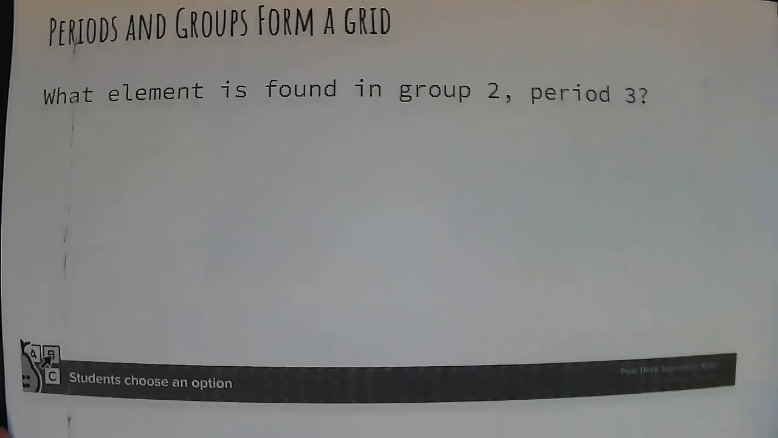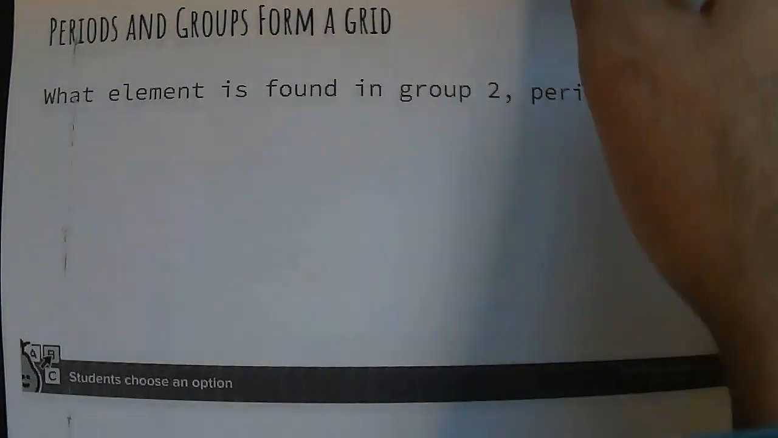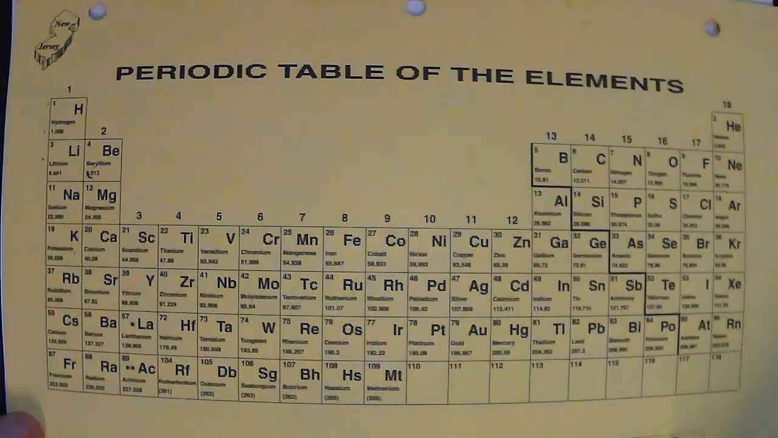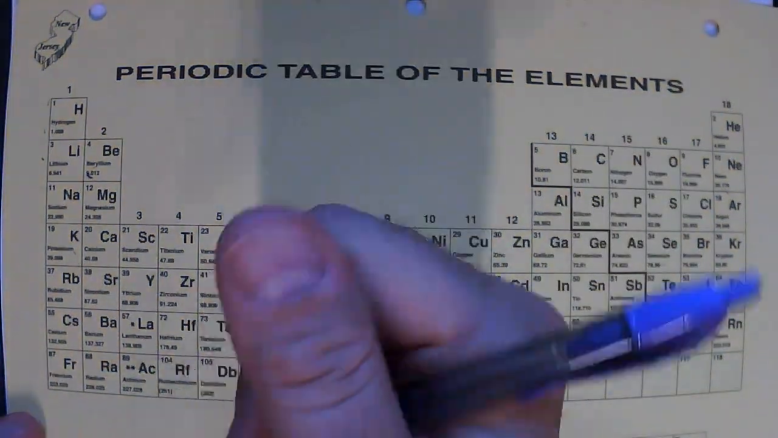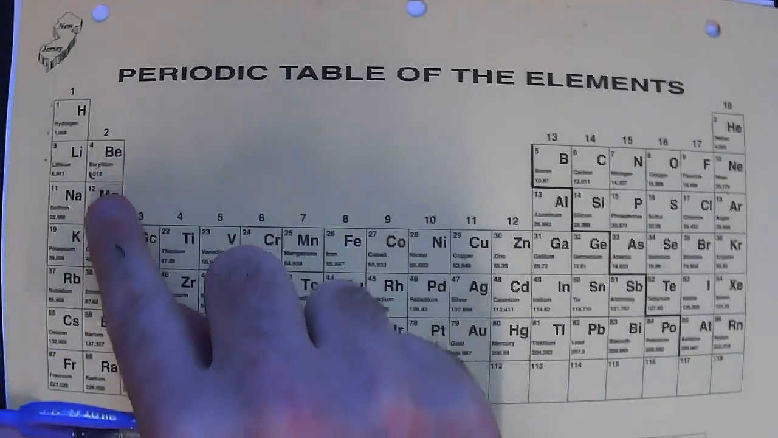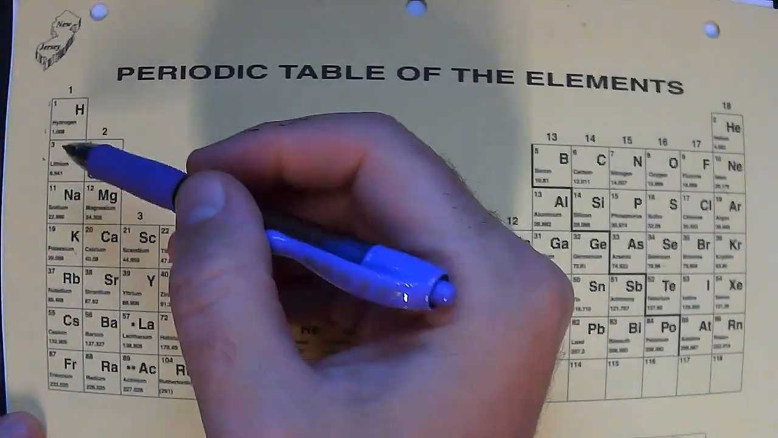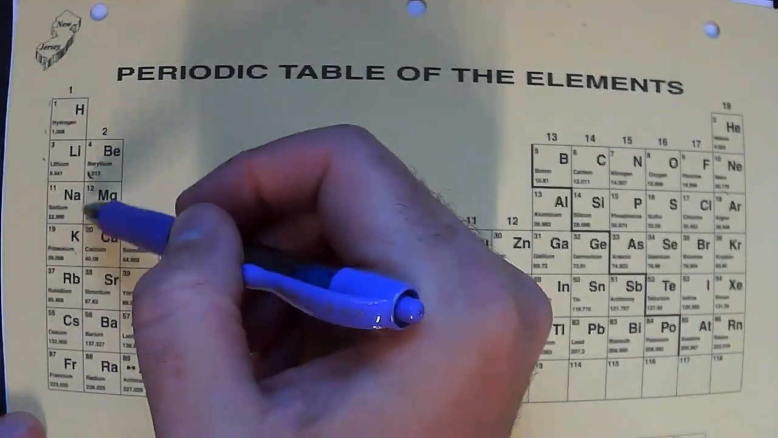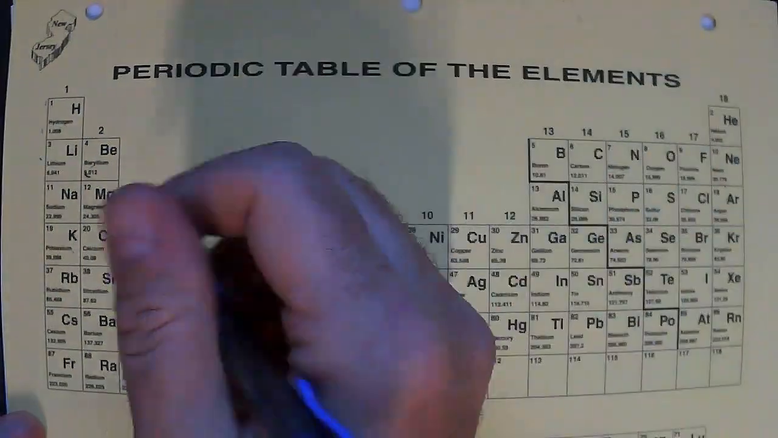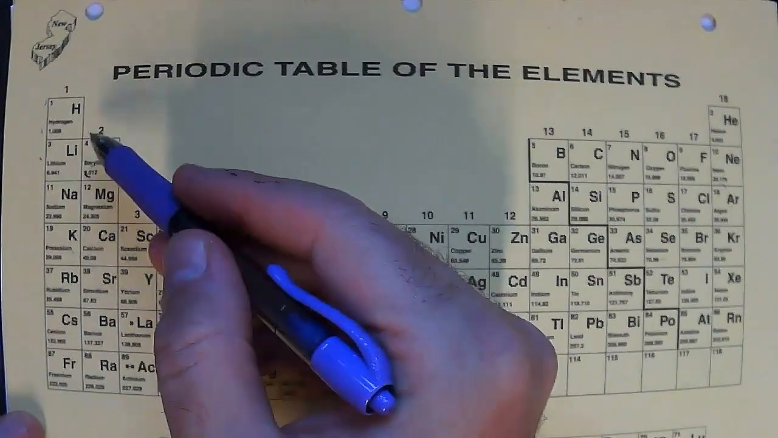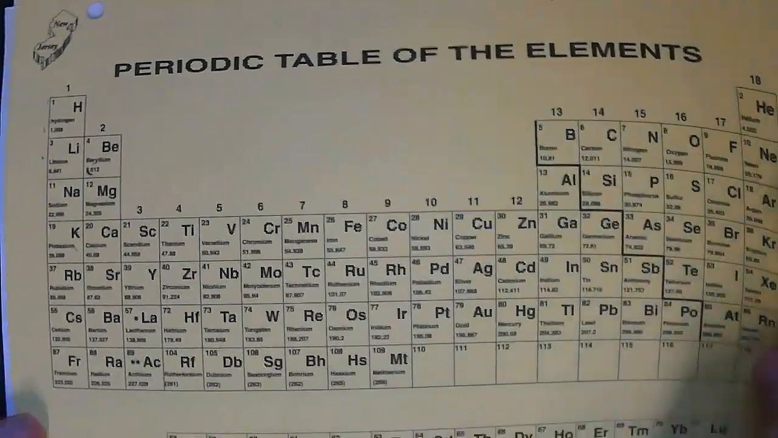So what element is found in group 2, period 3? We come over here to the periodic table. Group 2, that's this column, numbered here. Group 2, period 3. So 1, 2, 3. That's going to be magnesium. Magnesium is in group 2, period 3.